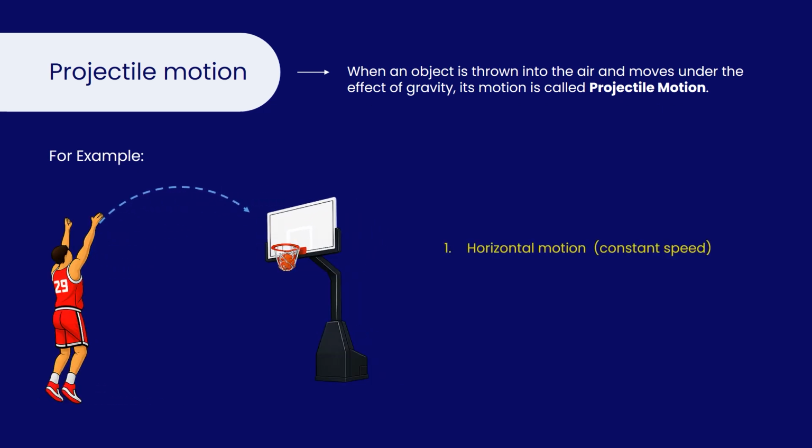In projectile motion, two independent motions occur simultaneously. Horizontally, the object moves at constant speed. Vertically, gravity continuously pulls it downward. Together, they create a parabolic path.